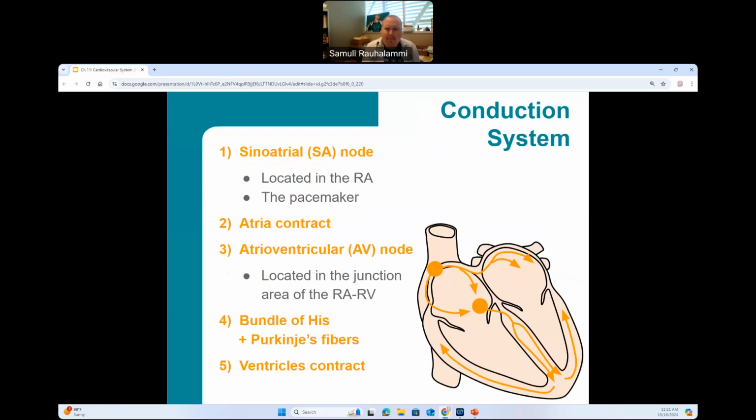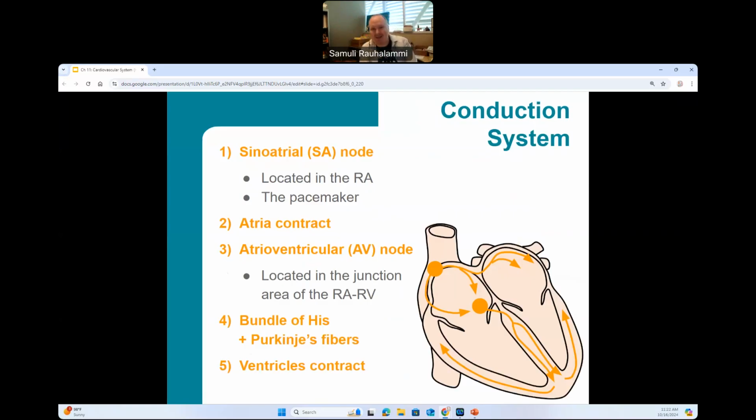So now going back to this slide where we see the normal, so I guess the correct pattern of electrical conduction through the heart. My question to you is, would it be great if we had somehow a way to measure these from outside the heart?